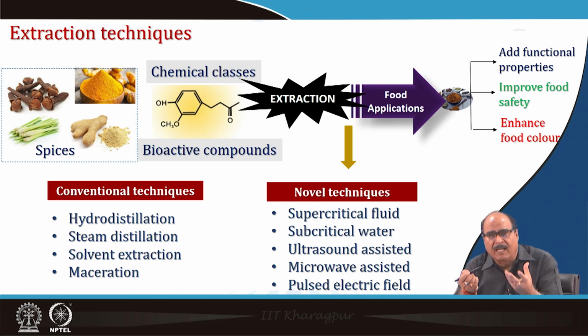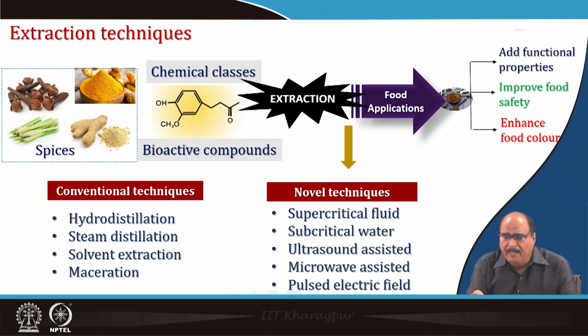Then these extracts, oils or oleoresins are obtained, and they are subjected to various food applications to add functional properties into the food and improve food safety, because many of them have antimicrobial activities. They are also used to enhance food colors, like curcumin, which is known as a natural colorant. Many bioactives present in the spices give good natural food colors. So, these essential oils or oleoresins are used in food for various functional applications.